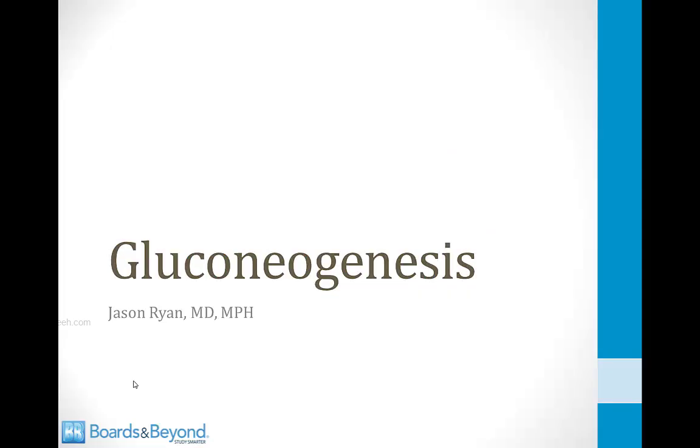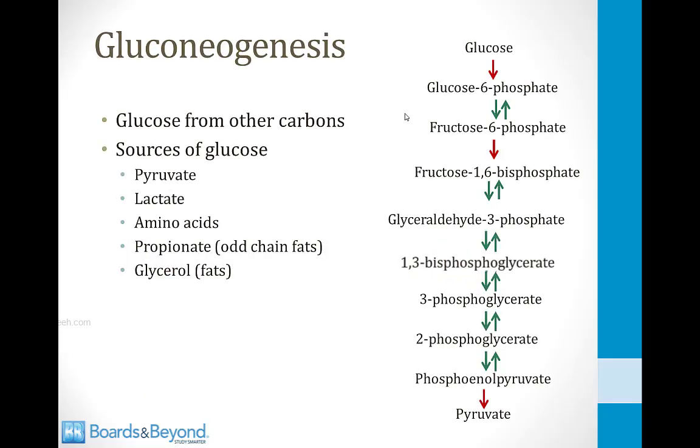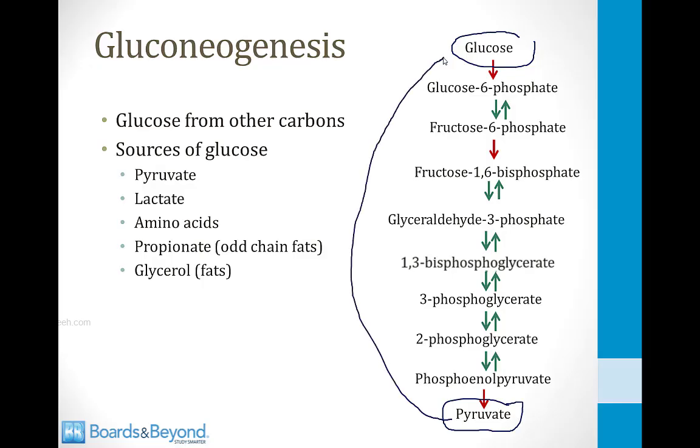Hello everyone and welcome to our module on gluconeogenesis. On the right side of the screen here, I've shown the reactions by which cells in the body convert glucose into pyruvate and in the process of doing so generate ATP for energy. And gluconeogenesis is the process of going in reverse. So it takes molecules of pyruvate and converts them back into glucose.